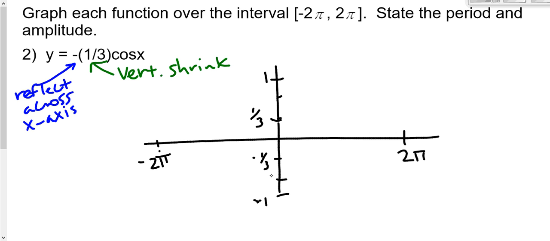All right, split these intervals into 4 equal parts. And this one is cosine. So I'm going to start with yellow, drawing what cosine would normally look like. Normally cosine would go from top to middle to bottom to middle to top, like this.